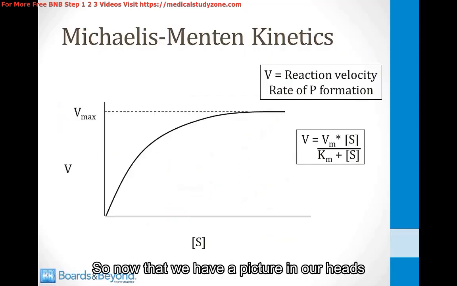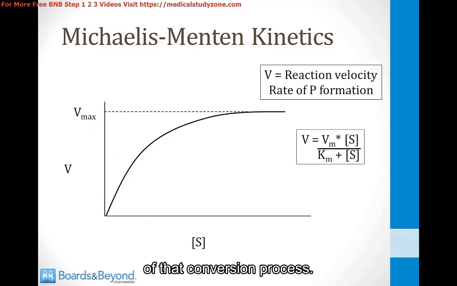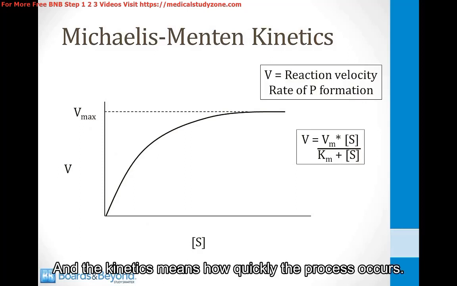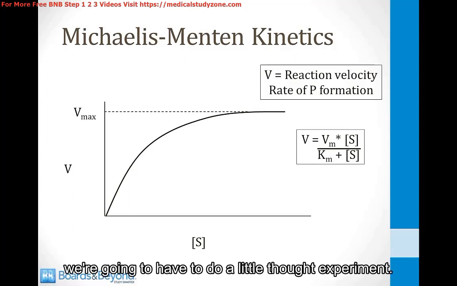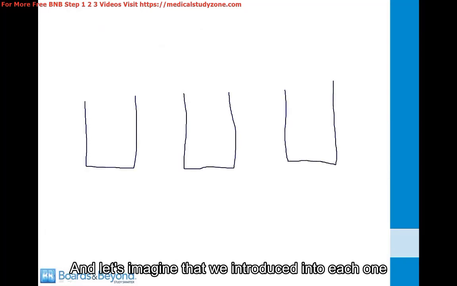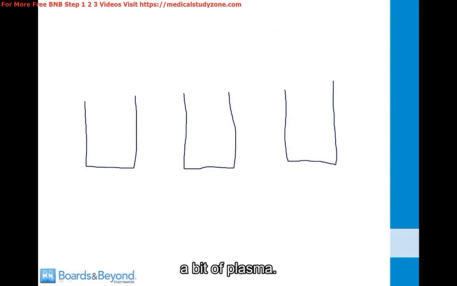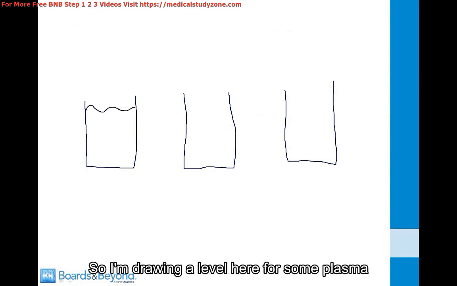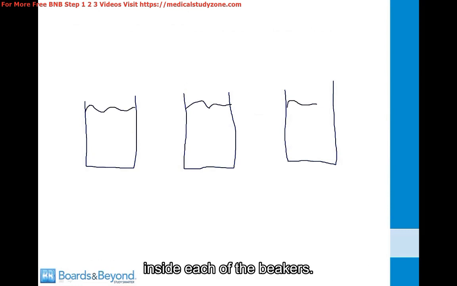Now that we have a picture in our heads of how enzymes convert substrate into product, we're going to begin to discuss the kinetics of that conversion process. The kinetics means how quickly the process occurs. And in order to understand this, we're going to have to do a little thought experiment. Let's imagine that we took 3 beakers in the laboratory. I'm going to draw 3 beakers right now. And let's imagine that we introduced into each one a bit of plasma. So I'm drawing a level here for some plasma inside each of the beakers.